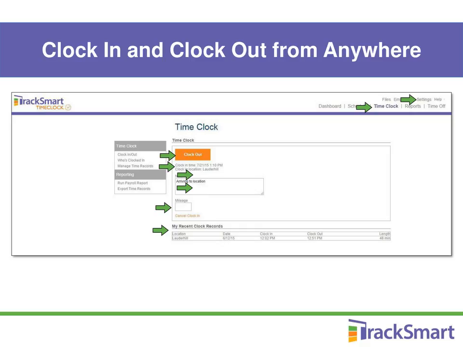Now, as an administrator, you can see who's clocked in. You can also manage their time records, the employee's time record. Meaning if an employee says, oh, I forgot to clock in, but I was here at 8 o'clock in the morning, you can go ahead by clicking on Manage Time Records. You can manually override or clock them in. And from here also, we did give you the option to either run a report or export your time records.